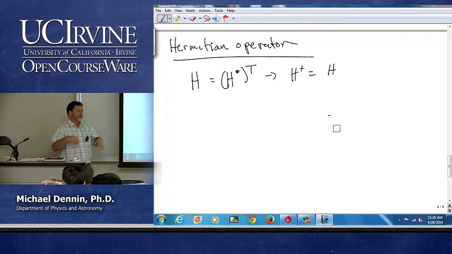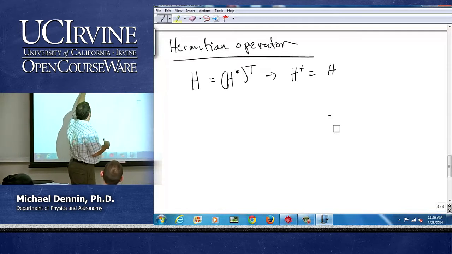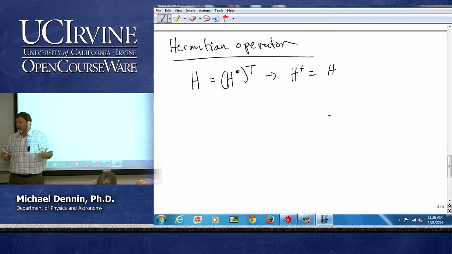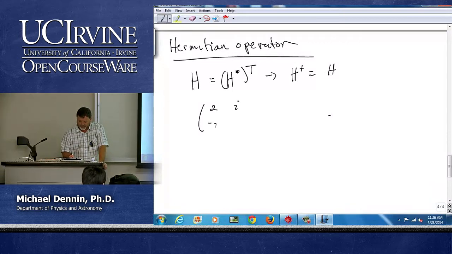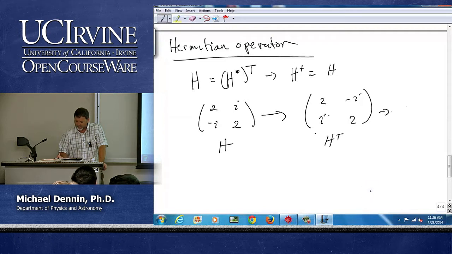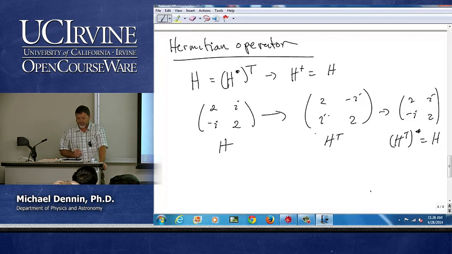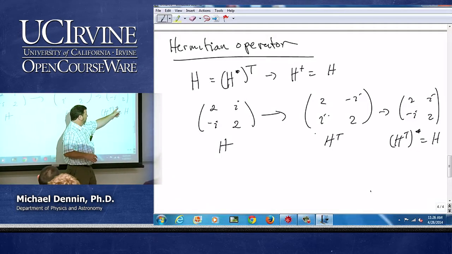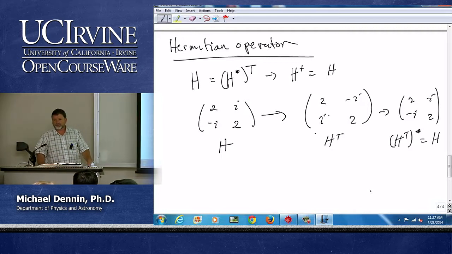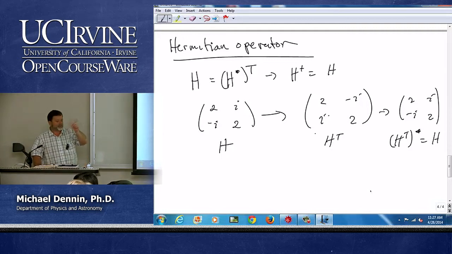So the Hermitian of an operator is take its transpose and complex conjugate. It itself is Hermitian if its transpose complex conjugate equals itself. So from the worksheet, for instance, we had the matrix 2, i, minus i, 2. This is Hermitian because its transpose is 2, i, minus i, 2. So that's H. Then that's H transpose. And then if I take the complex conjugate of that, that's H transpose complex conjugate, which equals H again. So Hermitian is that its transpose complex conjugate is itself. Unitary is that the transpose complex conjugate is the inverse. Would it work the same way if you took the conjugate first? Yeah, exactly. It works either order. You can do either first.